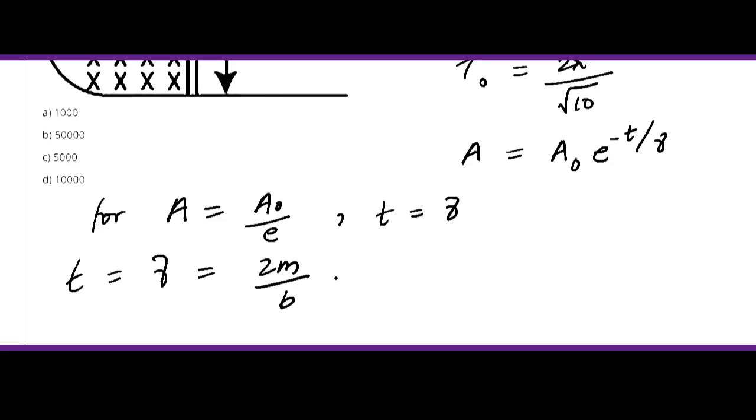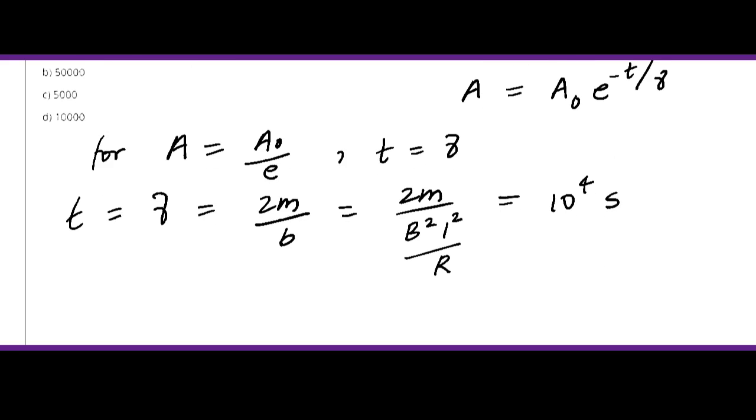So I am writing t is equal to gamma, which is equal to 2m by b. This is the relation. Which is equal to 2m upon, now in the place of b, I am substituting the magnetic field relation, so B square l square upon R. So substituting all the values and simplifying, I will get 10 raised to 4 seconds. So therefore I can find out the number of oscillations.